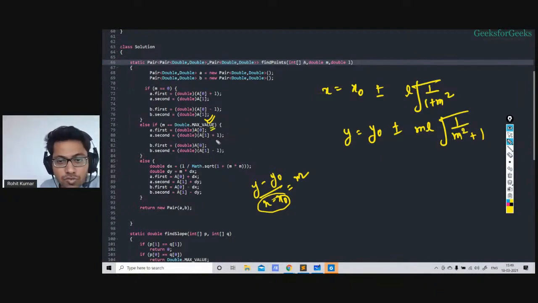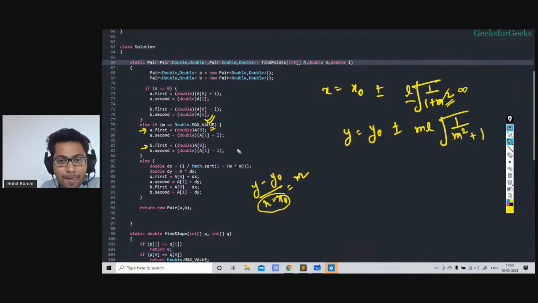Okay, so what will happen if this is infinity? Then if I look at the formula for x, this becomes infinity. 1 by infinity is 0. So that is the reason my x1 and x2 will be the same, irrespective of m. But in the scenario of y, let's try to understand.